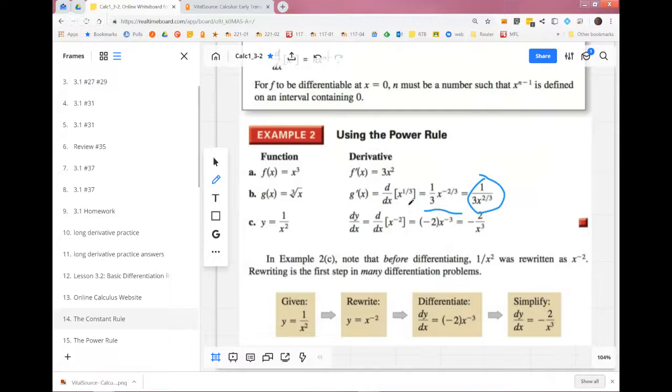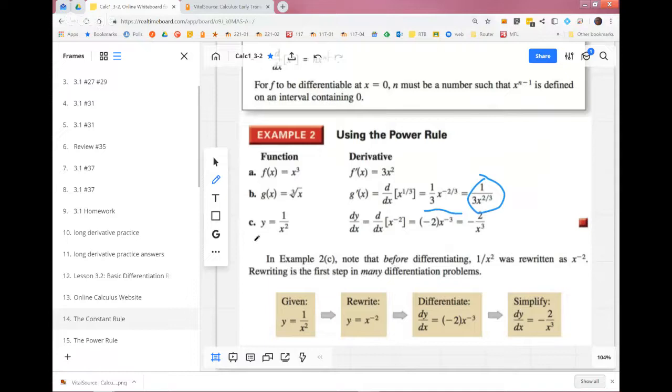Now follow the power rule. Bring that power out in front, multiply by it. And now take the power that you had and reduce it by 1. And then just turn that negative exponent into a positive one. That means put it down in the denominator to the positive power.